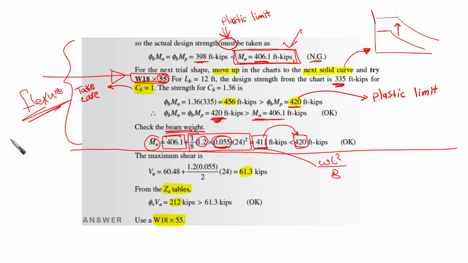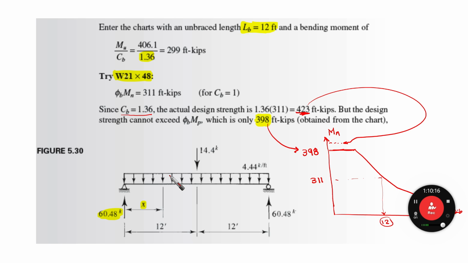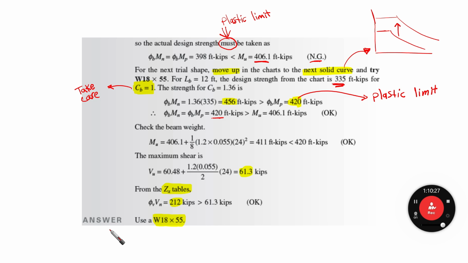Then the remaining part is going to be the shear part, the shear strength. The maximum shear is going to be 60.48. This is coming from the reaction from the loads that we have explained, the loads already on the beam, 60.48.